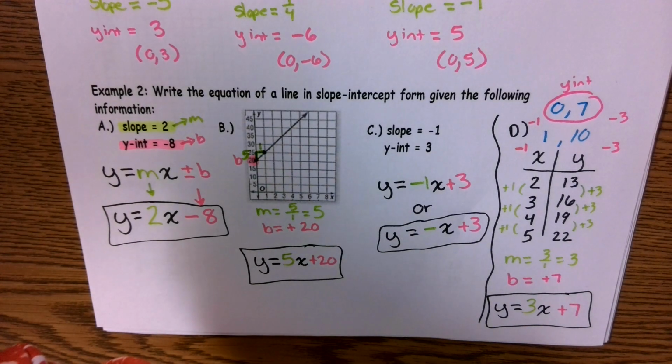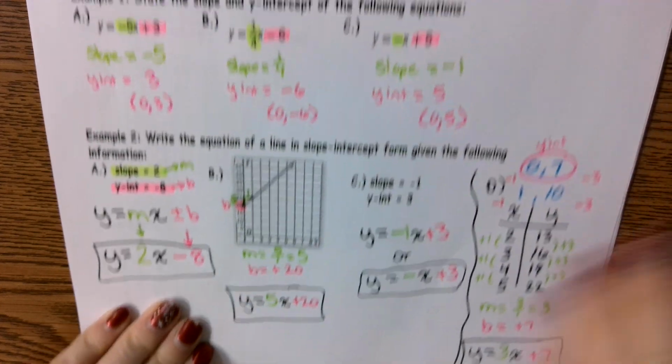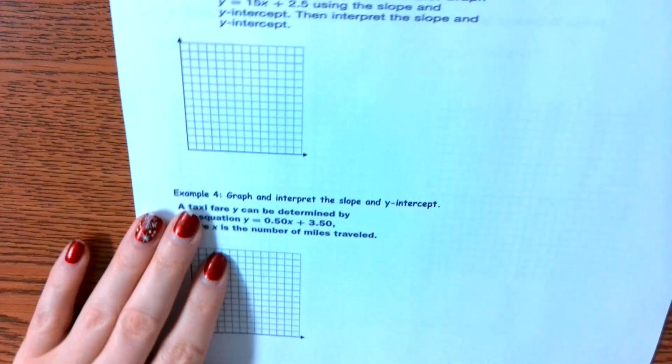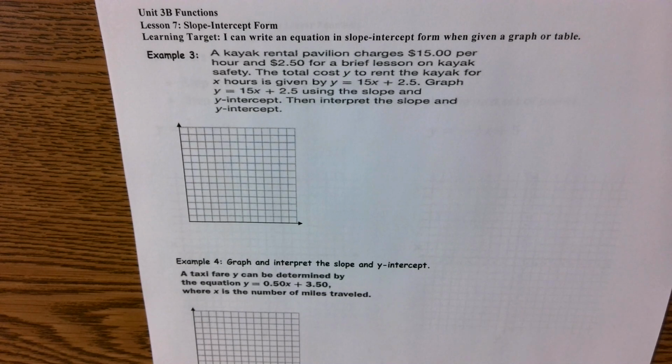All right, let's go ahead and flip it on over to the back side. Yeah, the back of that page. All right, so here you have some word problems in which you're going to have to graph the slope-intercept form. So finding slope-intercept form is easy. Graphing slope-intercept form is just as easy.